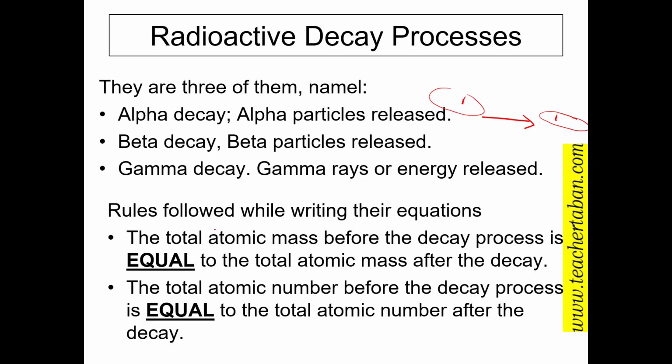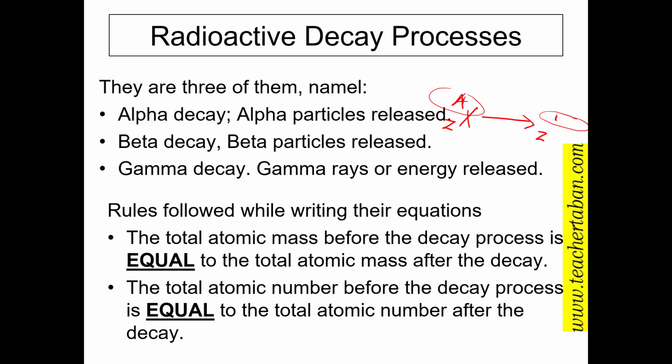The same applies to the atomic number. What is another name for atomic number? Yes, it is the number of protons, or the proton number. Likewise, the atomic number on the left-hand side must be equal to the atomic number on the right-hand side. I mean the sum. You add up all of those, whether they are 2 nuclides X, Y, Z, or any given number, and they must equal those on the right-hand side of the arrow, all after the decay process.